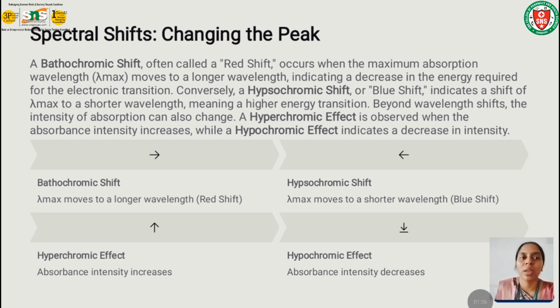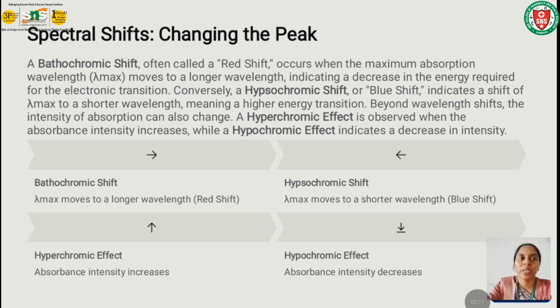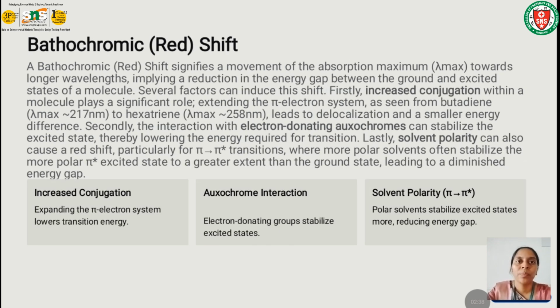Now the hyperchromic effect. A hyperchromic effect is observed when the absorbance intensity increases, while a hypochromic effect indicates a decrease in intensity. So this depends on the absorbance of our sample. If our absorbance increases but the lambda max remains similar, only the absorbance will increase. It depends mostly on the solvent. And the hypochromic shift indicates the decrease in absorbance intensity.